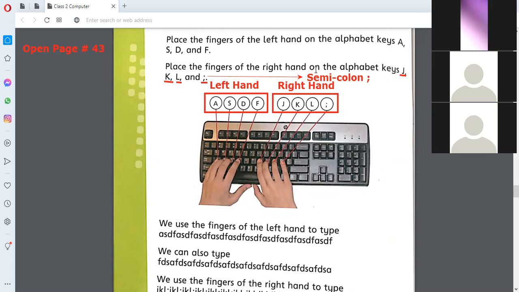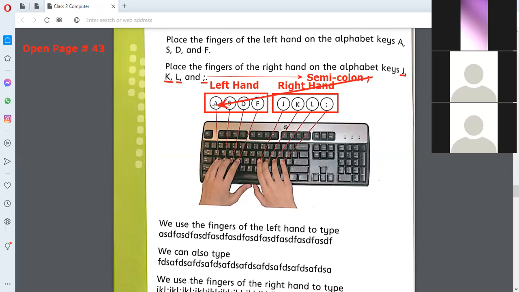The word semi means half, half in between, and full means complete. Semicolon means half. SEMI means half. So where is this sign? The last sign after the L. This one. It's a semicolon, then L, then K, then J. Then we have F, D, S, and A.